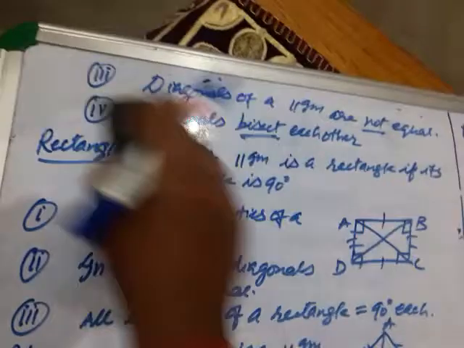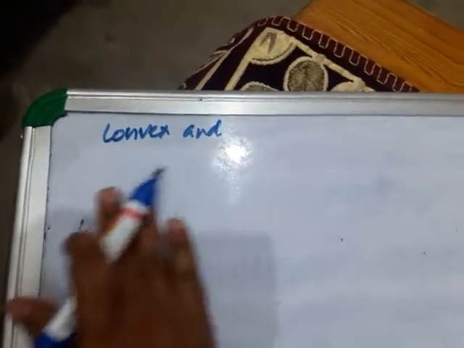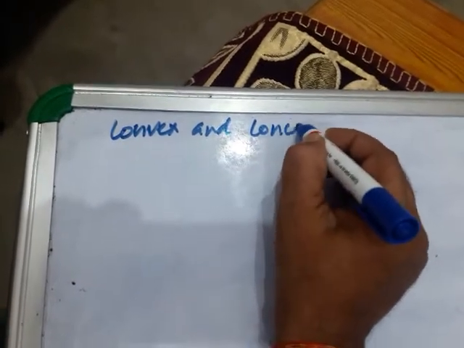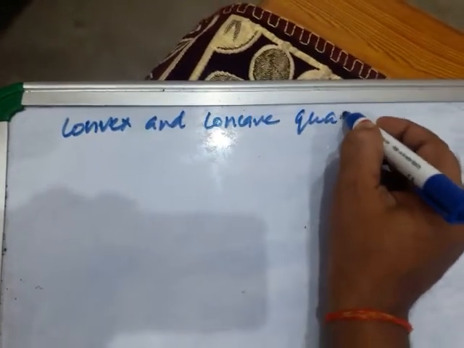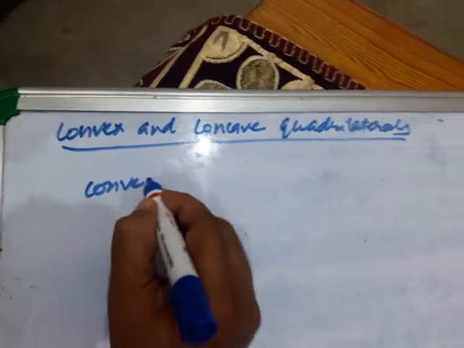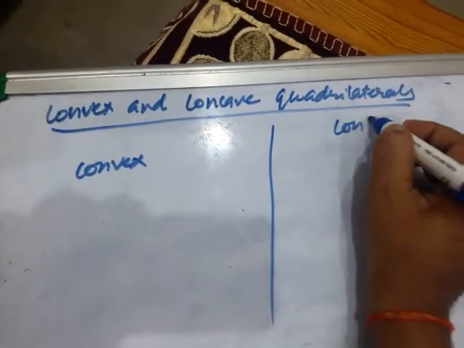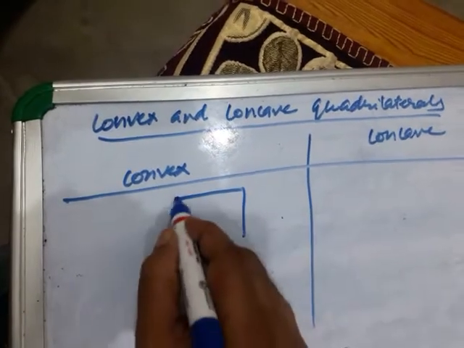Okay, children. Now let us see convex and concave quadrilaterals. Clear? The quadrilaterals that we generally see are convex quadrilaterals. In class 8th you must have studied convex and concave. In physics also you will see convex lens and concave lens. Convex on one side, concave on the other side. See here, such types of quadrilaterals are known as convex quadrilateral.